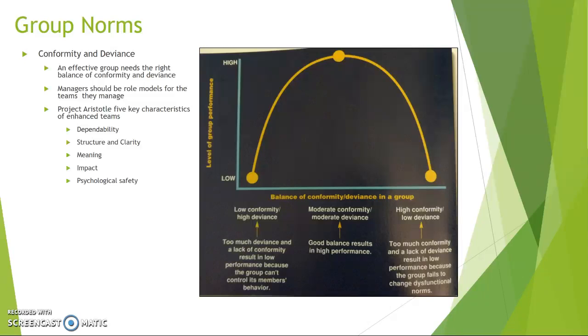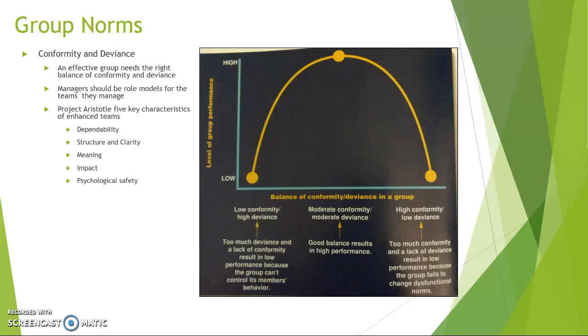Structure and clarity is the well-defined role of each member in the group. Meaning is the personal significance of the project to each member. Impact is the belief that the work is purposeful and will impact the greater good. Psychological safety is the situation where everyone in the group feels comfortable with each other with no fear of ridicule.